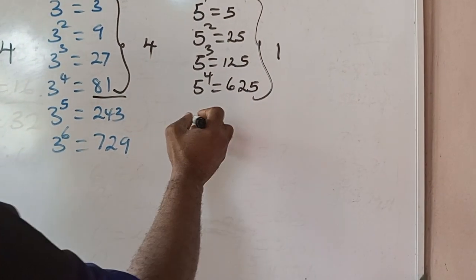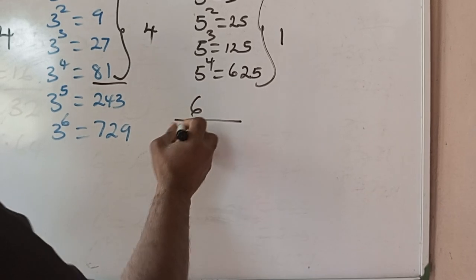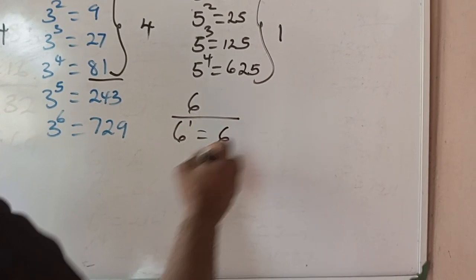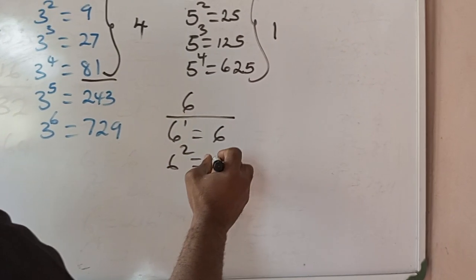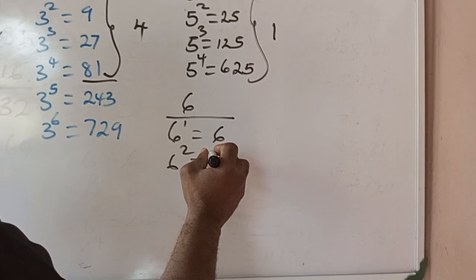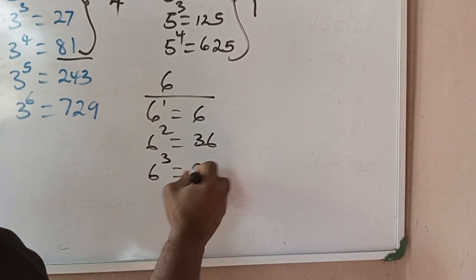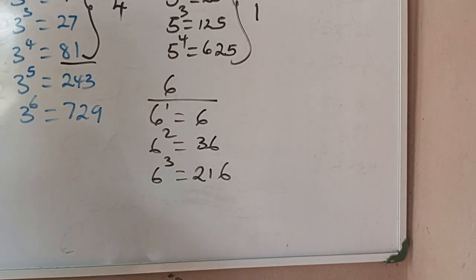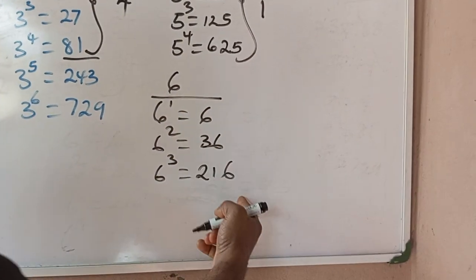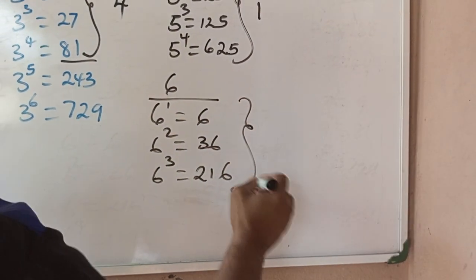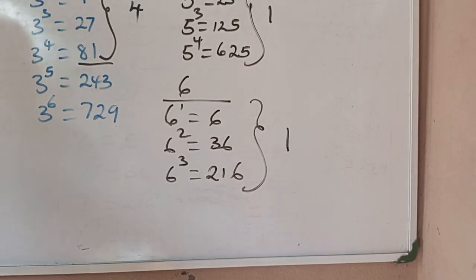Now let's look at 6. We have 6 to the power 1 is 6. 6 to the power 2 is 36. 6 to the power 3 is 216. And you can see that 6 continues throughout, meaning that the number cycle for 6 is 1. Now let's look at 7.